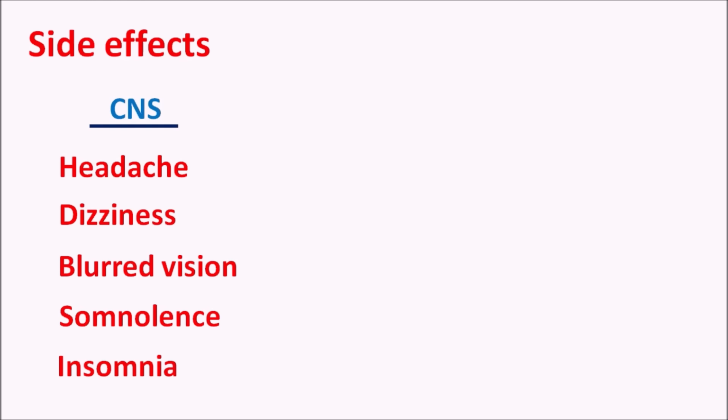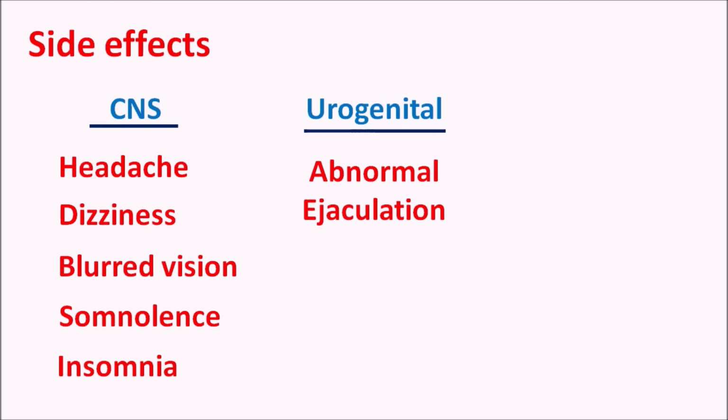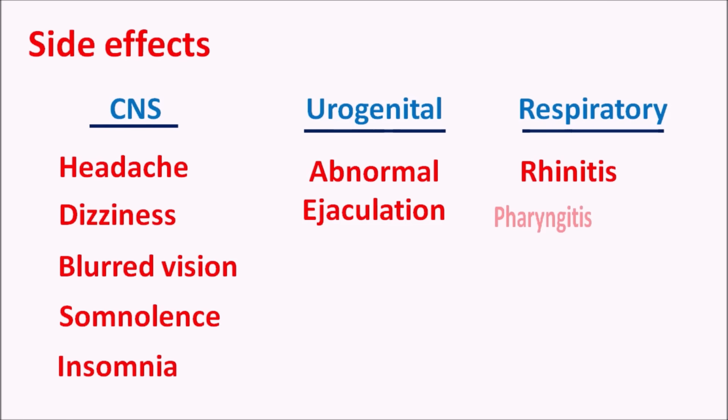Similarly, by acting on the urogenital system, it can produce some abnormal ejaculation. So prolonged erection can be observed, which may lead to some abnormal ejaculation in the patients. It can also affect the respiratory system, resulting in rhinitis, pharyngitis.